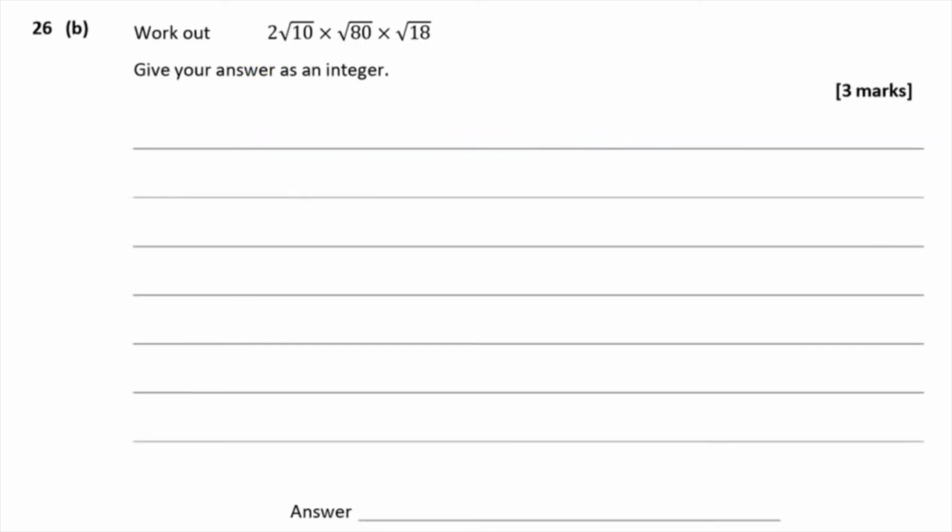26b, work out 2 root 10 times root 80 times root 18. Give your answer as an integer.